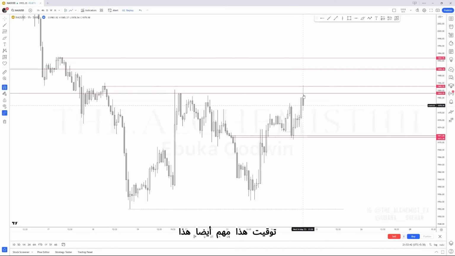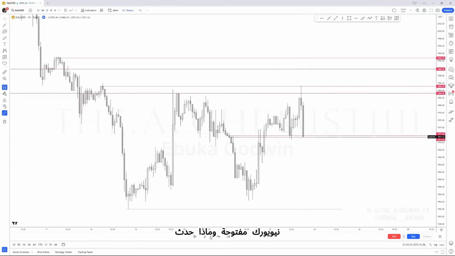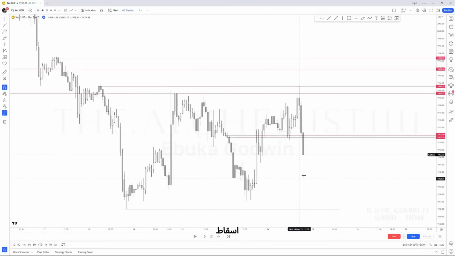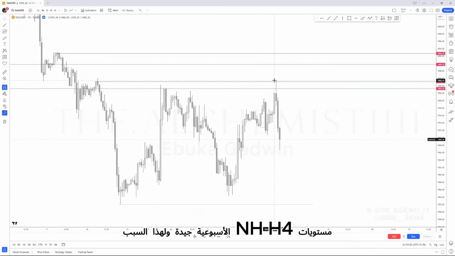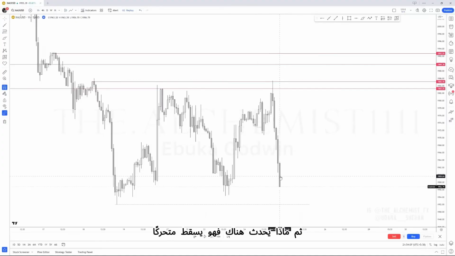And look at the timing. This is also important. This is right at 5:30 p.m. my time. This is New York Open, right at New York Open. And what happened? Dropping. Look at the drop. Why are we getting these huge drops? Because now we are tapping into weekly levels, right? Weekly and H4 levels. Okay, so that is why we are getting these massive moves. And then what happened? There it drops, moving down, moving down.